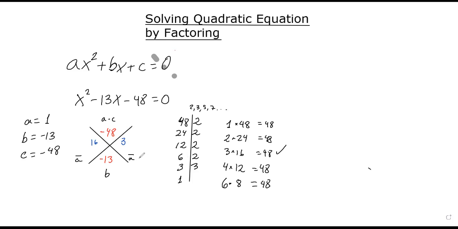But we need negative 13 and negative 48. So if it's negative 48, one of them has to be negative. And if it's going to add to negative 13, the negative has to be the greatest. Now we found that negative 16 times 3 is negative 48, and negative 16 plus 3 is negative 13. And then we have our numbers.